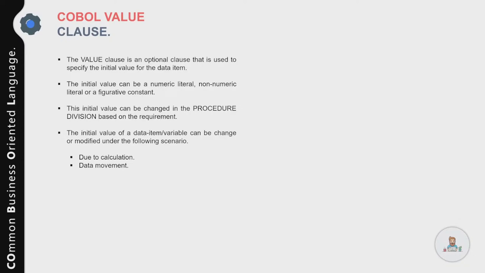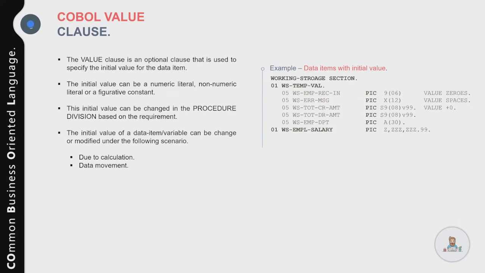The initial value of a data item or variable can be changed or modified in the following scenarios. The first is when you are doing some calculation with the help of that temporary variable, or probably you are moving some value from another variable to that particular variable. These are the two possible scenarios where you change the initial value that you assigned with the help of the VALUE clause. Now let's look at a couple of examples so that you can understand how exactly you can use the VALUE clause when defining variables.